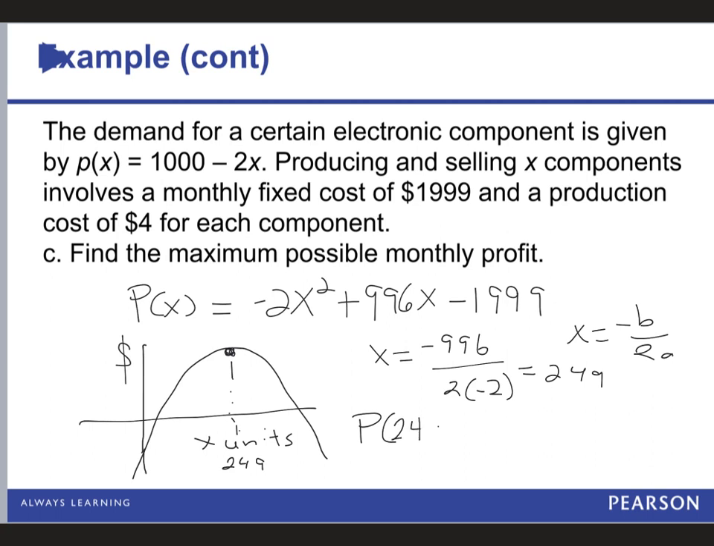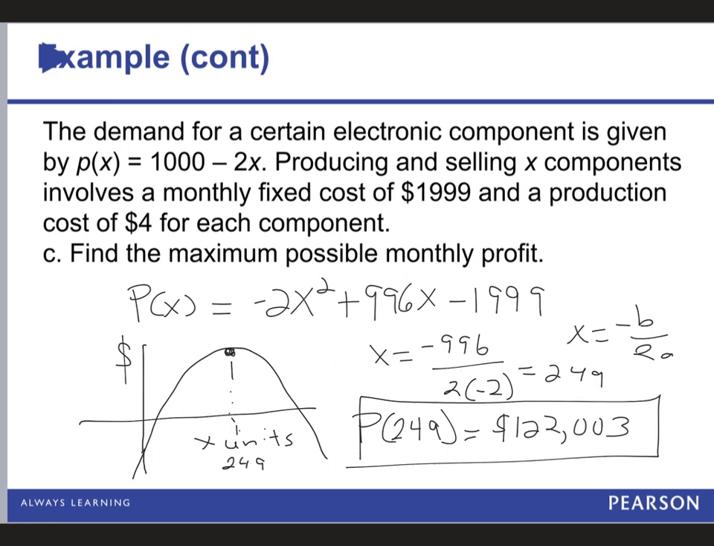So P of 249, if we evaluate it at the input of 249, we get $122,003. And so that would be our maximum monthly profit. So again, think about how that would be useful. Well, it would give you a goal that we want to make at 249 units. And so I would know how much materials to bring into my company, and I would know how many I would want to tell my salesman to make sure that we sell.